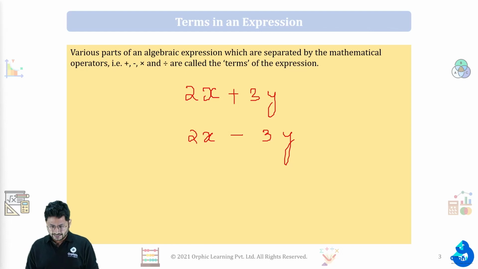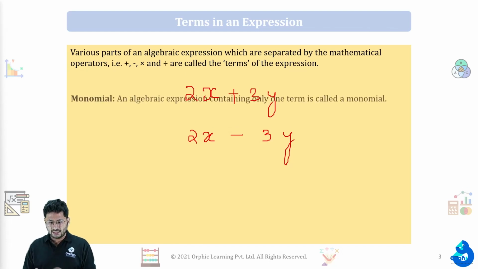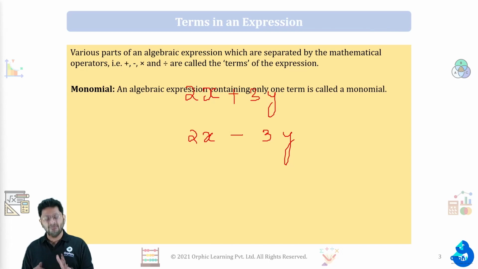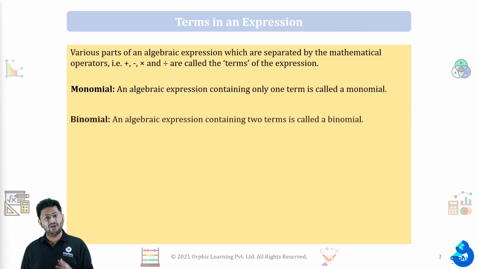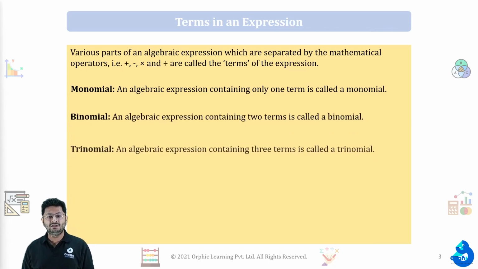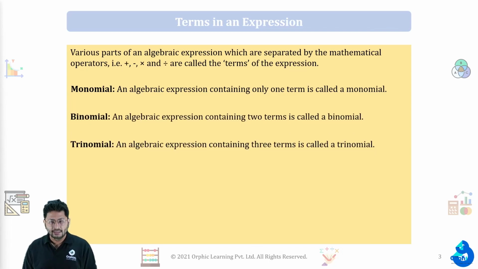Okay, great. So terms in an expression, if we talk about the first one, which is called a monomial. If there is only one term in the expression, it is called a monomial. If there are two terms, it is called a binomial, and if there are three terms, it is called a trinomial. Okay, but there is a catch in this. We have to understand what are like terms and what are unlike terms. Okay, so let's take an example.